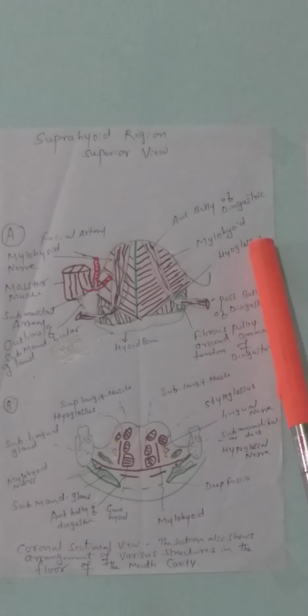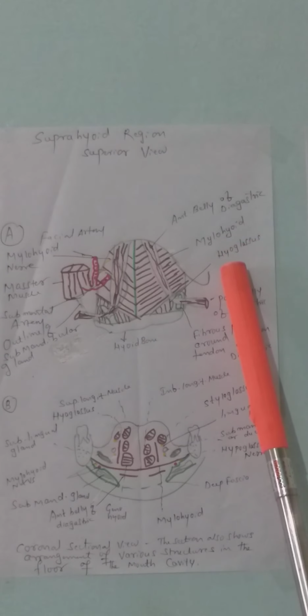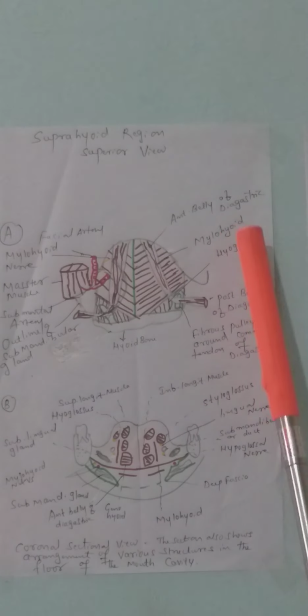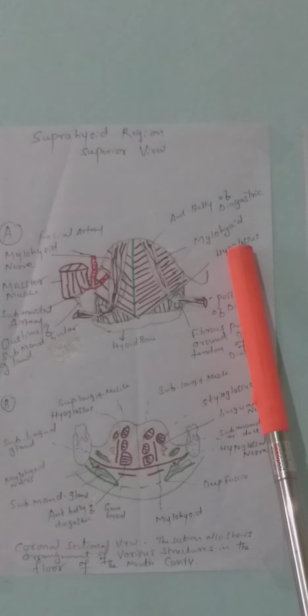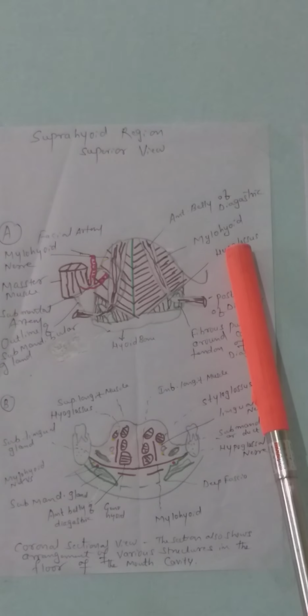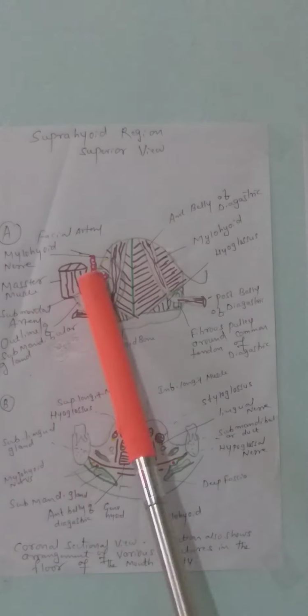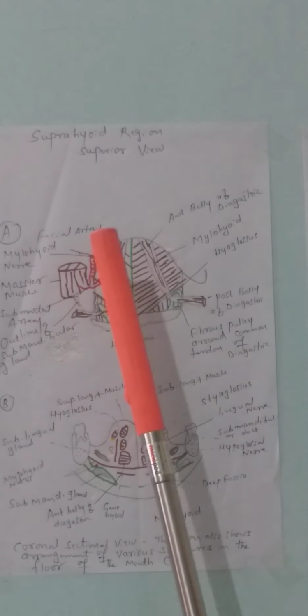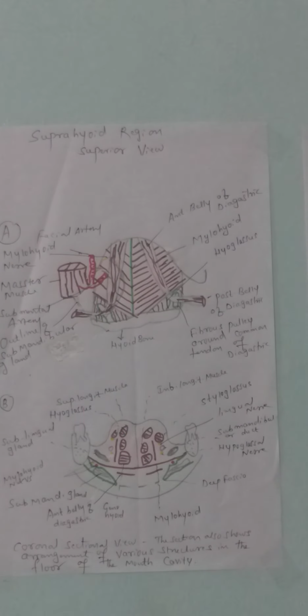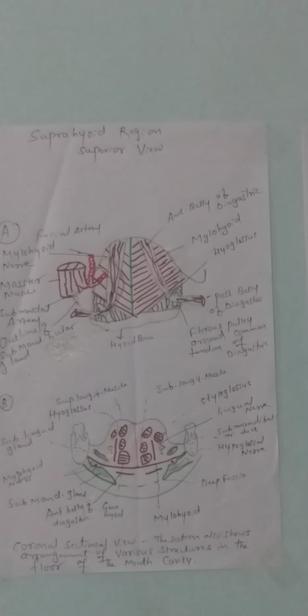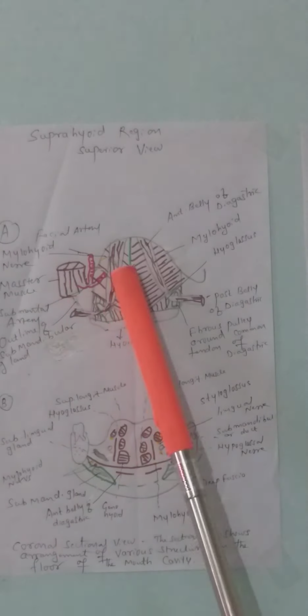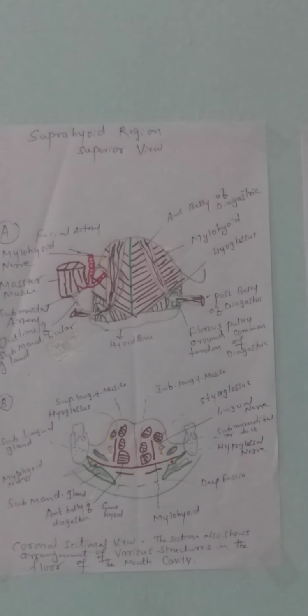Then hyoglossus. Hyoglossus is a muscle of the tongue, an extrinsic muscle of the tongue, which can be seen here. Now we can see the submental artery. The facial artery is a branch of the external carotid artery, which is a tortuous artery, and the submental artery arises from the facial artery.